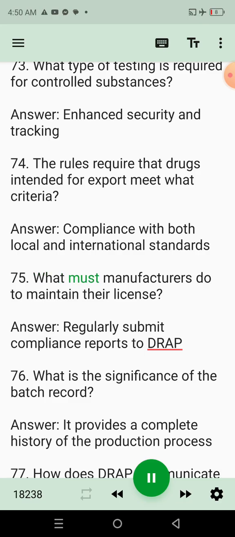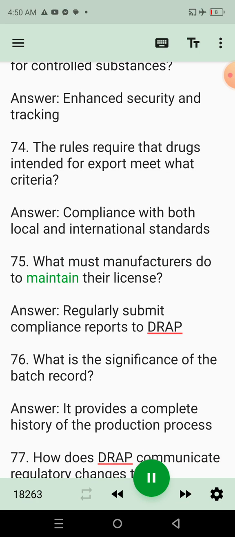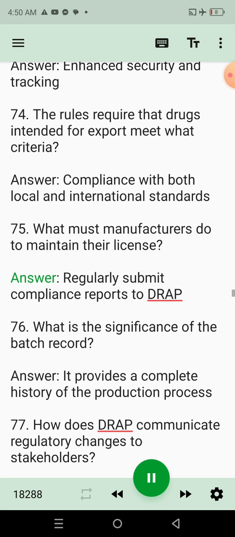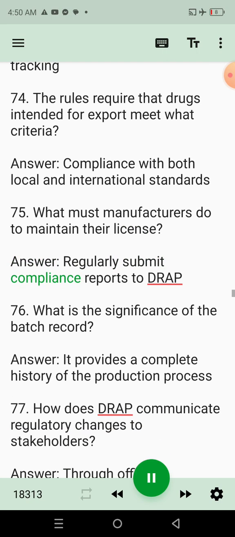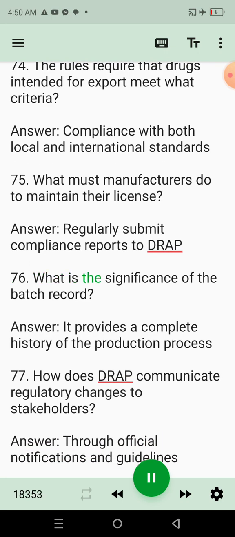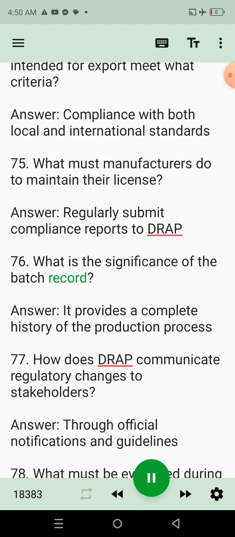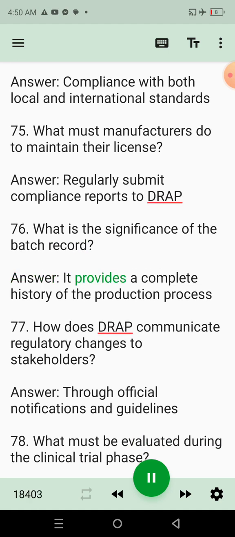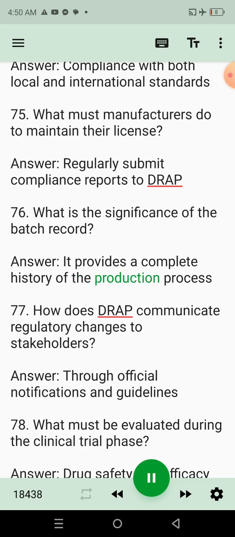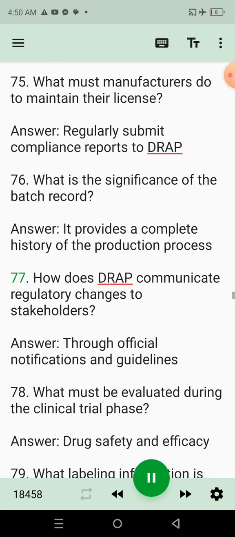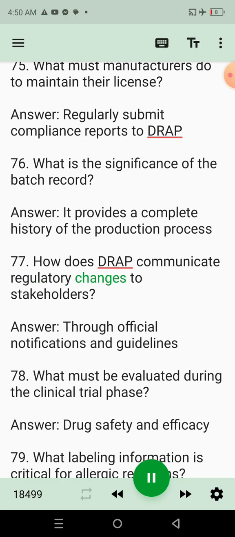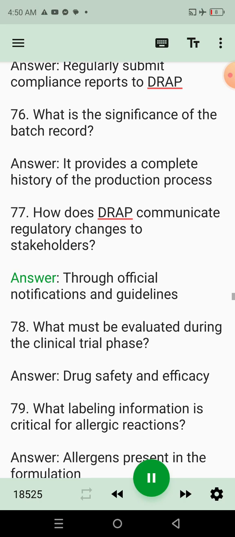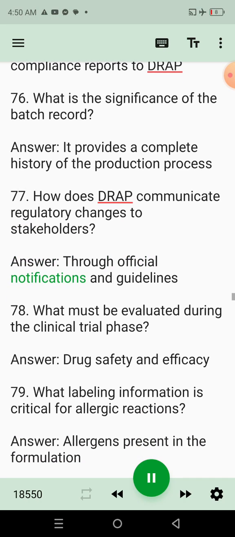75. What must manufacturers do to maintain their license? Answer. Regularly submit compliance reports to DRAP. 76. What is the significance of the batch record? Answer. It provides a complete history of the production process. 77. How does DRAP communicate regulatory changes to stakeholders? Answer. Through official notifications and guidelines.